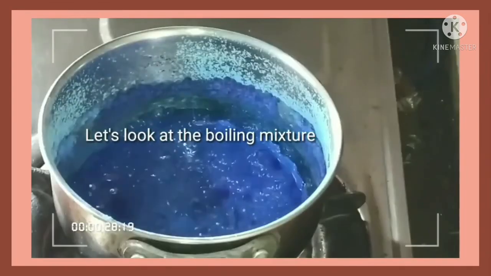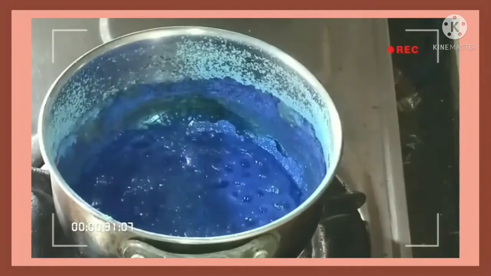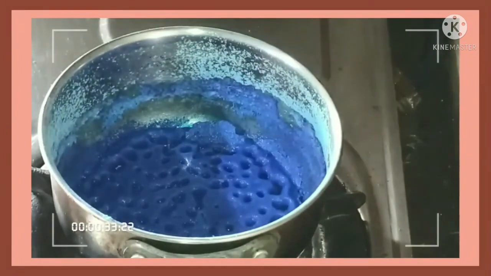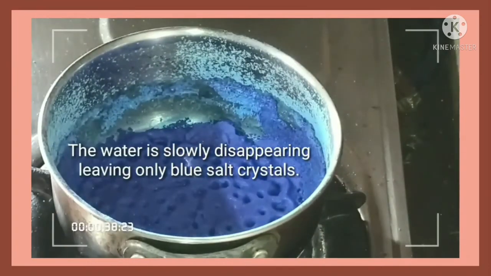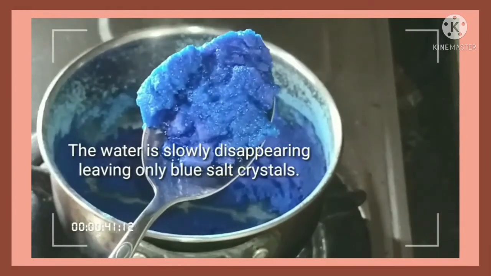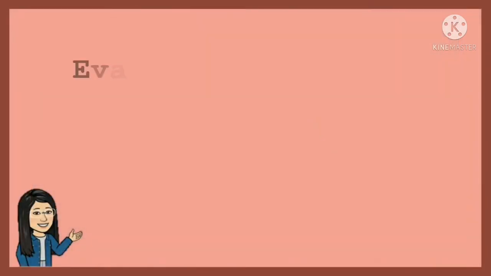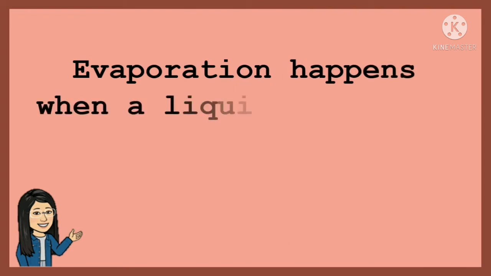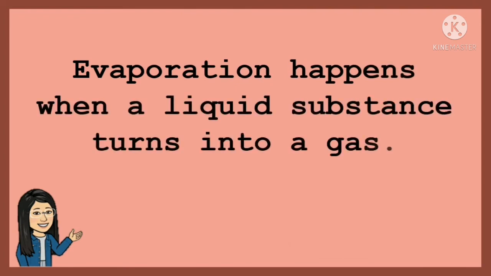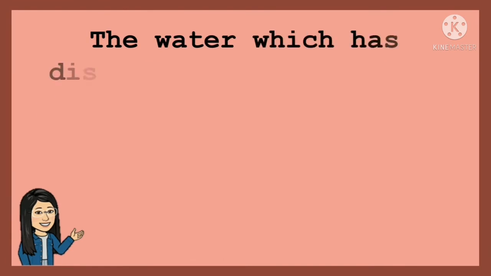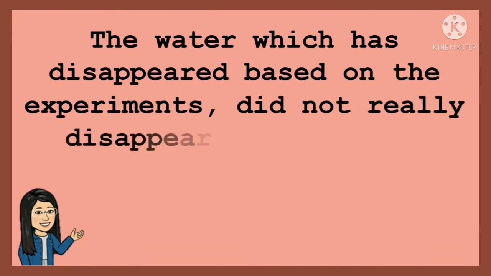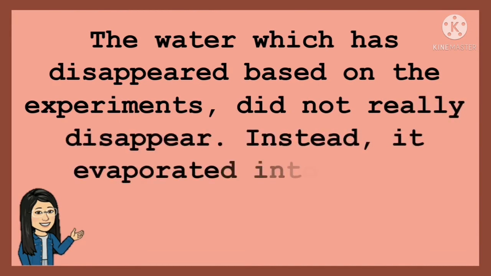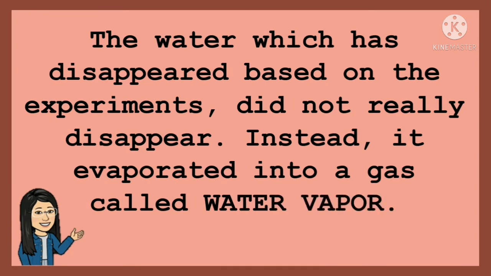In the previous experiment, we did not see a blue color since we did not put any food coloring in it. So this is what it looks like if we did not cover it with a tissue paper. The water is slowly disappearing, leaving only blue salt crystals. To sum it up, evaporation happens when a liquid substance turns into a gas. The water, which has disappeared based on the experiments, did not really disappear. Instead, it evaporated into a gas called water vapor.